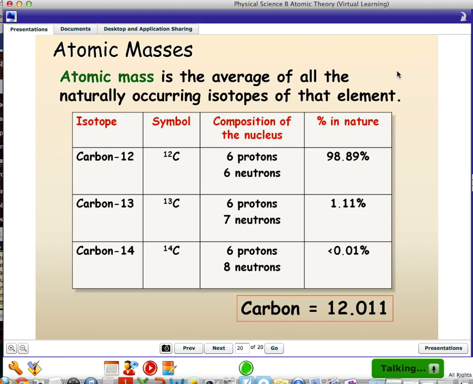The way that they've determined how that average is found in the atomic mass is by looking at the percentage of each particular isotope found. For instance, carbon-12 is the most abundant, so 98% of it is found in nature. But there are some isotopes out there. One is carbon-13 and one is carbon-14. So they take the average of all three of these percentages to come up with the atomic mass for that particular element. And that's what you see on the periodic table.